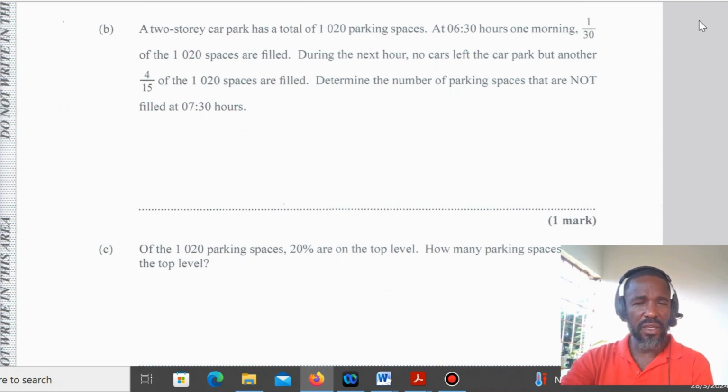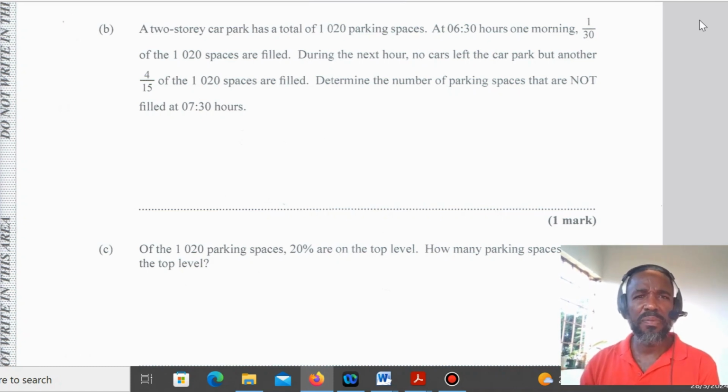Continuing with the solution to the January 2024 paper. This is part B of question 1. In fact, question part B is related to part A. However, what we're going to be doing in this instance is just to do it from scratch, as if to say they are not related, right?